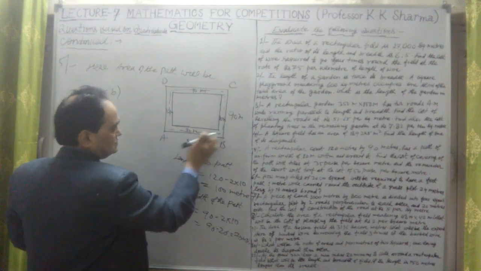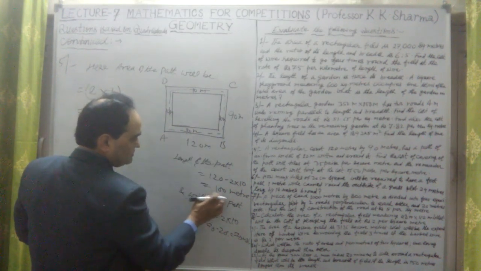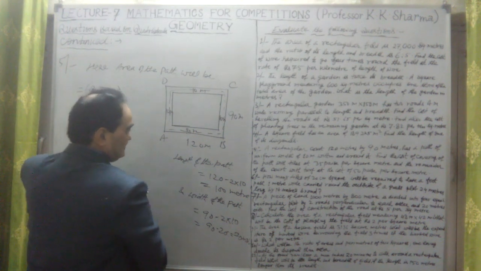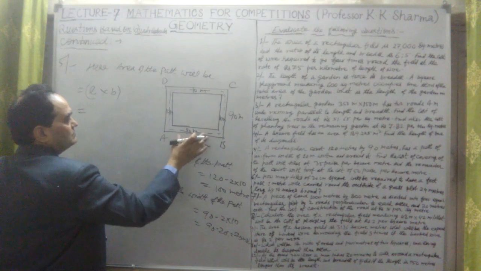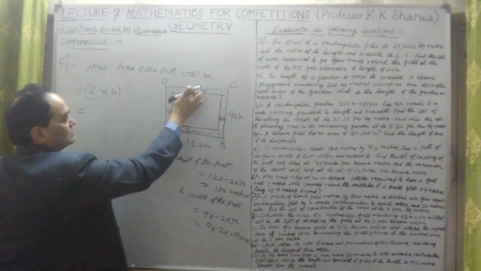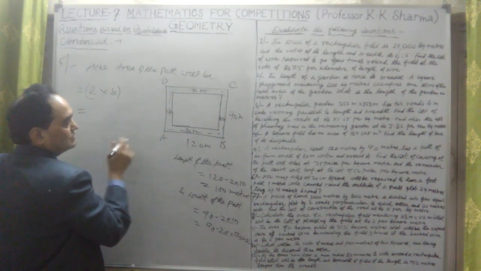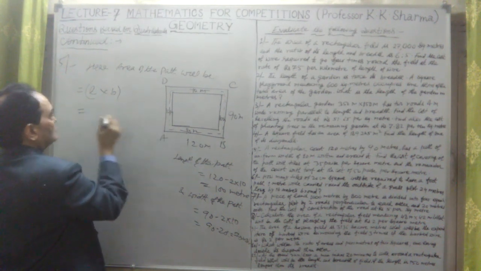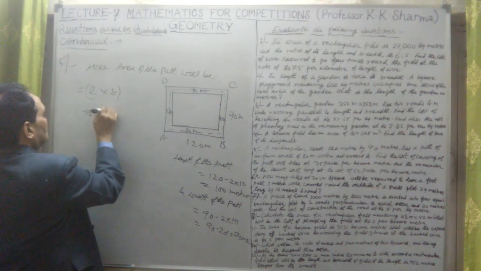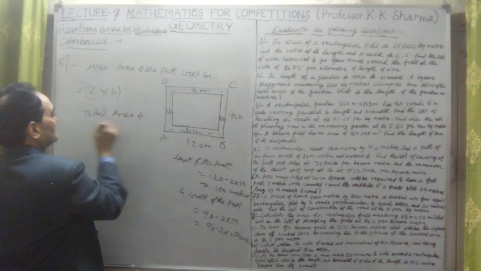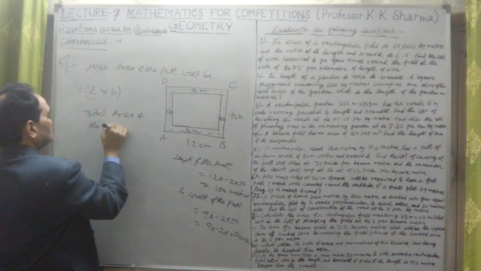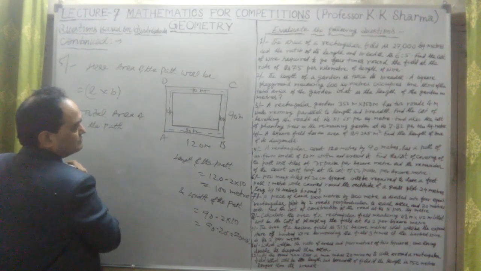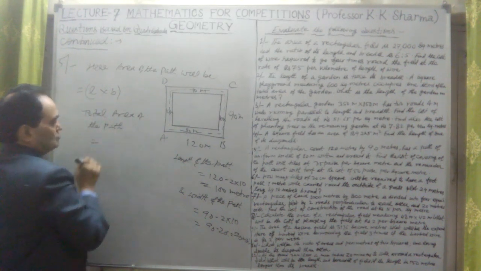So this length is 100, and this is 70. So what will the total length be? This is L into this L, so twice L into 10. Okay, so that is there. Now, the total area of the path, if I just calculate, how much will the total area of the path be?